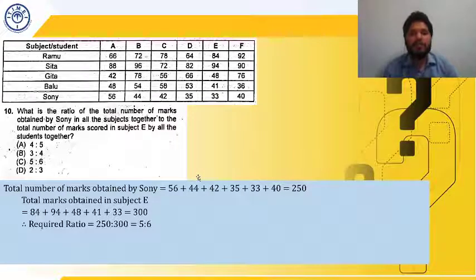So what has been asked in this question? They have asked the ratio of total marks scored by Sony in all the 6 subjects to the total marks scored by all the students in subject E, all the 5 students in subject E. So we have to sum up the marks of all the 5 students in subject E, and we have to sum up the marks of Sony in all the 6 subjects, and then we have to take the ratio. So the answer is going to be 5:6 here.